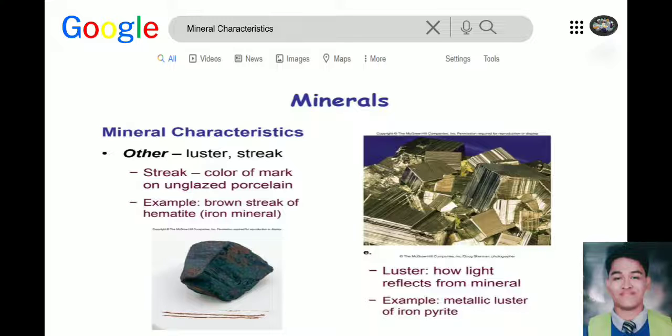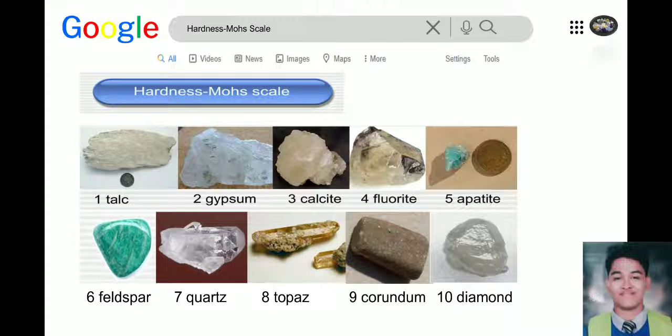And for the next slide, which is the hardness. The hardness of two different minerals can be determined when you scrape both of them with each other. It is defined by an arbitrary scale of 10 standard minerals arranged in the Mohs scale of hardness, and numbered in degrees of increasing hardness from 1 to 10.